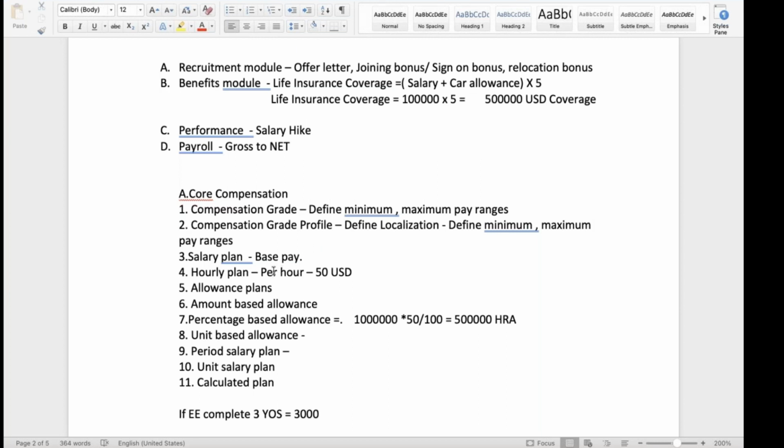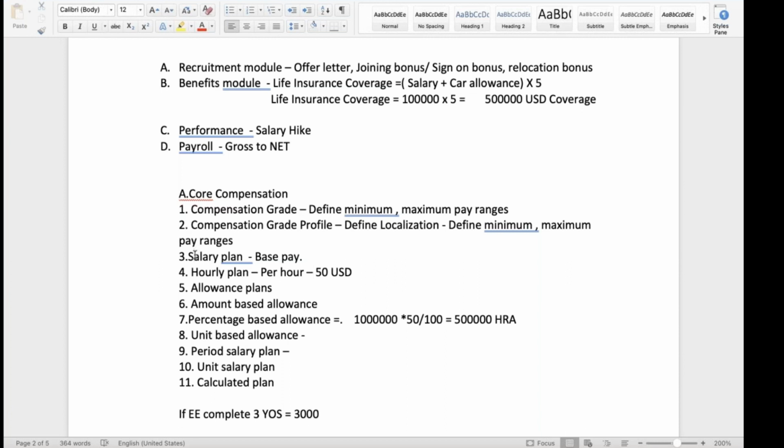For example, let's say per hour the rate is 50 US dollars. Per hour, the customer is ready to pay 50 US dollars. So here they will count the number of hours the employee has worked. For example, an employee has worked for 40 hours. The 40 is multiplied by 50 US dollars, and that much the employee will get. There is no fixed wage.